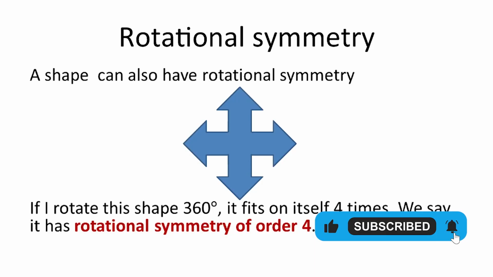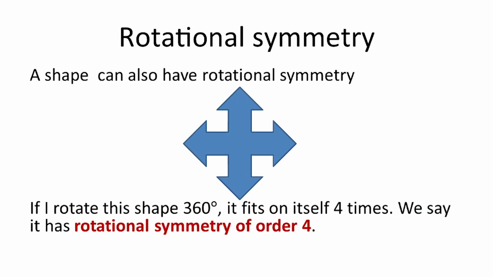So a shape can also have rotational symmetry as well as line symmetry. And if we take a look at this shape up here, this shape does indeed have rotational symmetry. Now when it comes to working out rotational symmetry, all we do is envisage that shape rotating a full 360 degrees, a full turn that it rotates.